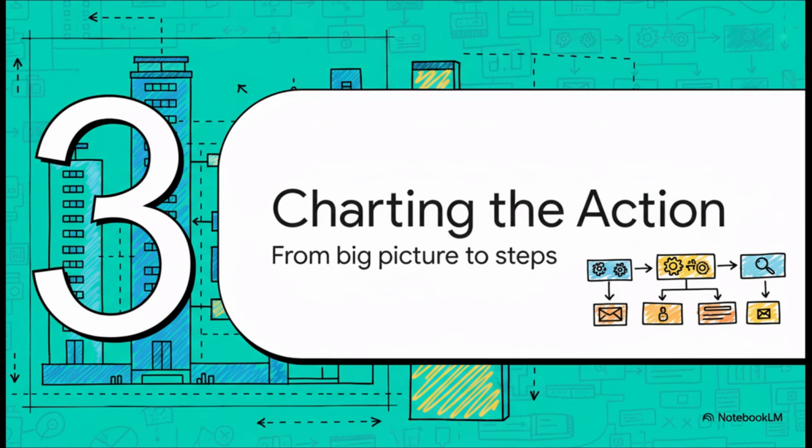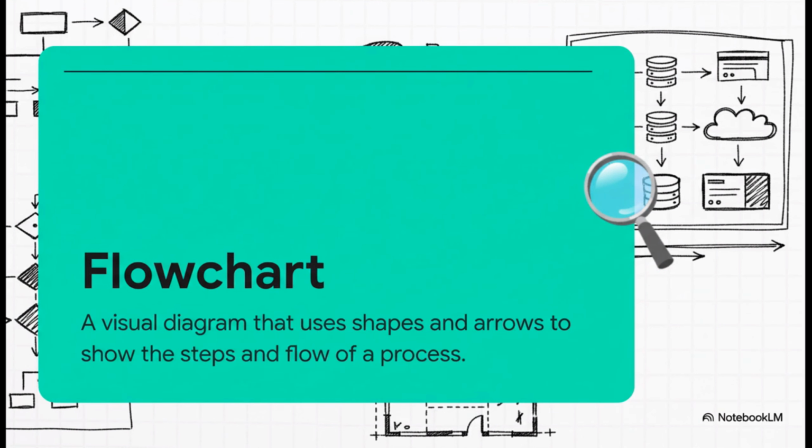And that idea of a recipe leads us perfectly into section 3, charting the action. We've seen the big picture blueprint. Now it's time to zoom way in and look at the detailed step-by-step instructions for how a specific task gets done. And that recipe is called a flowchart. It's a diagram that lays out a process from the very beginning to the very end. It uses a specific set of shapes to represent actions or decisions, and then arrows to show you the path to follow. It's literally a visual set of instructions.